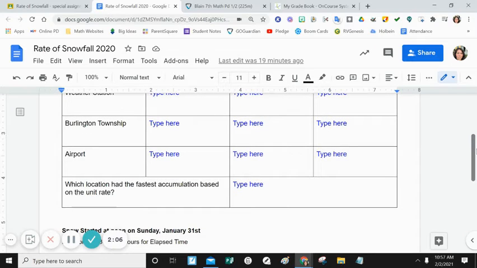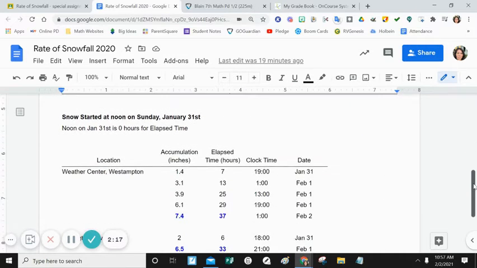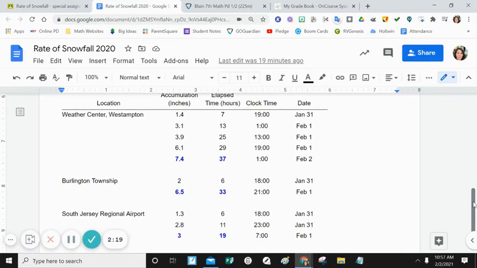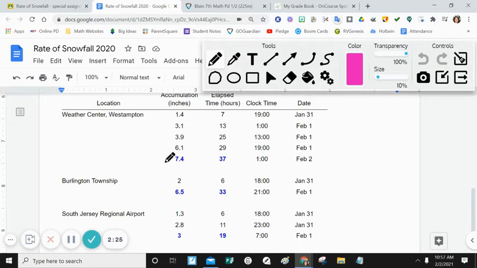And lastly, you're going to compare the unit rates, and you're going to determine what location has the fastest accumulation of snow over an hour's period of time. To calculate the rate for each of the locations, you're going to use the numbers in blue.